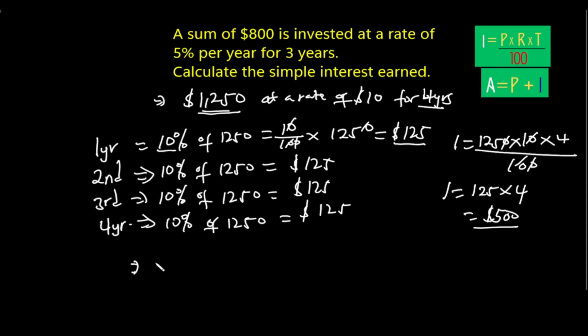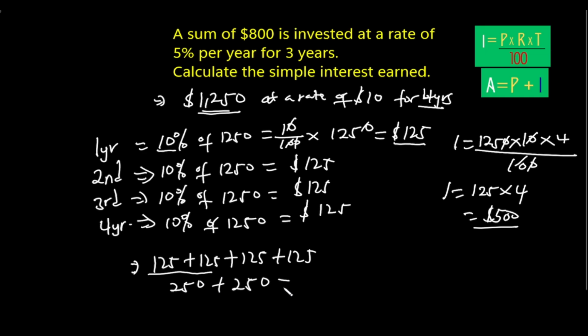So let's add them. The first one is 125 plus 125, and then 125 plus 125 will give you 250, and then this one also gives you 250. So 250 plus 250 is 500. You see, the same thing. Even though the formula is very short, this one makes you understand that for every year there is a 10% increment or interest on the amount invested.